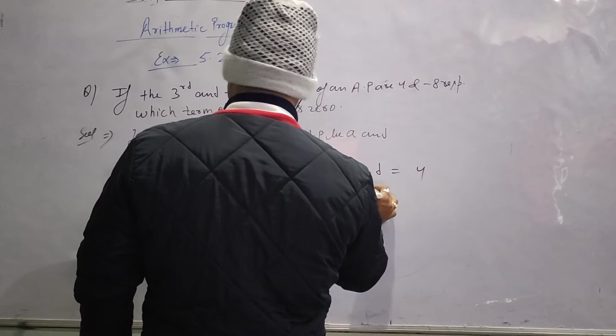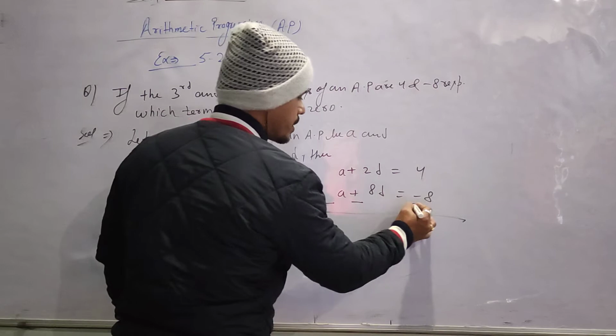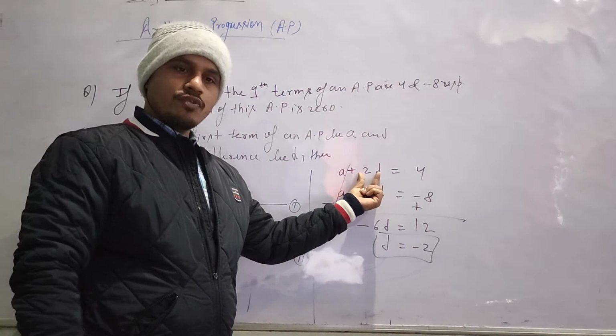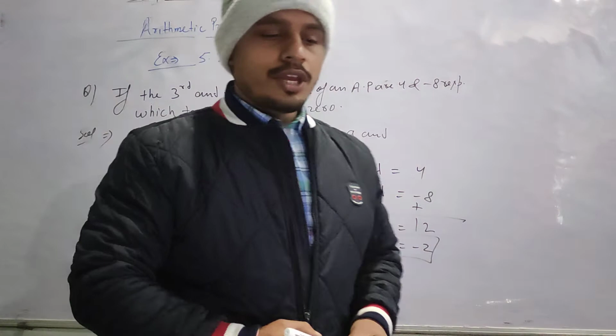From equation number 2 and from this, A plus 8D. How to eliminate A? By subtracting. So it cancels out. It is minus 6D equals 12. So D equals minus 2. If you find D, substitute here minus 2. Minus 4. Here it goes, and you get A equal to 8. D equals minus 2.